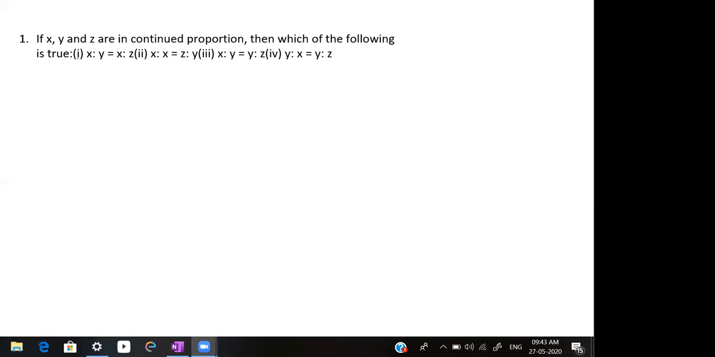Okay, so if X, Y, and Z are in continued proportion, then which of the following is true? Number one, X ratio Y is equal to X ratio Z.